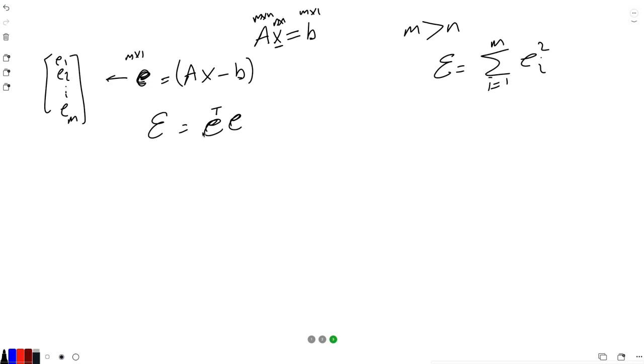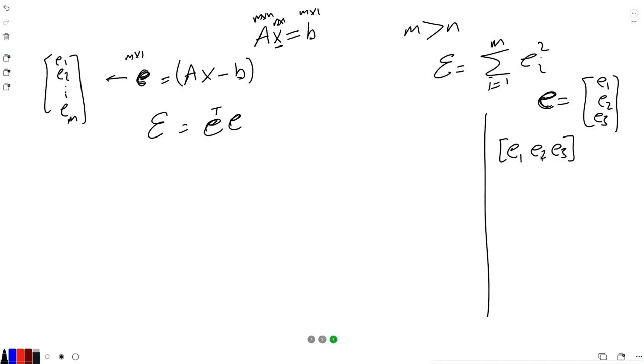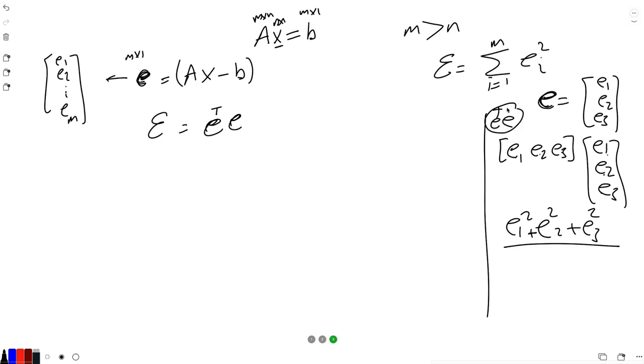To explain why, let me explain where this came from. Assume that e equals e1, e2, and e3. This is the error vector e. Now e transpose will be this way: we just change it from a column vector to a row vector, so it will be e1, e2, e3. Then e transpose times e, times e1, e2, e3. If you multiply this together, e1 times e1 is e1 square, e2 times e2 is plus e2 square, and e3 times e3 is plus e3 square. So it is simply like that. The transpose of a vector times the vector, if the vector itself was a column vector, will generate the summation of the squares of the elements of this vector. And this is what we have done here. So it is e transpose times e in this way.